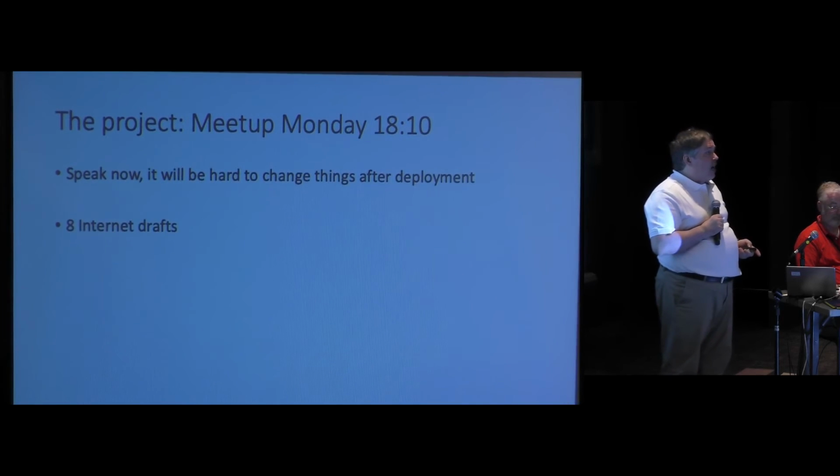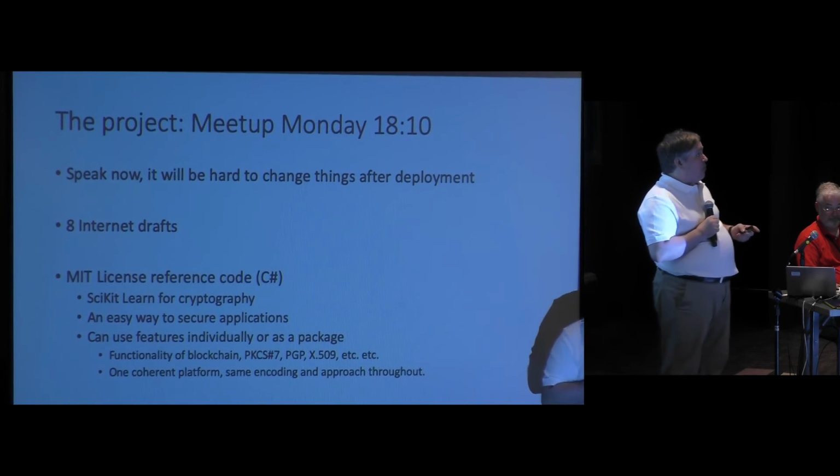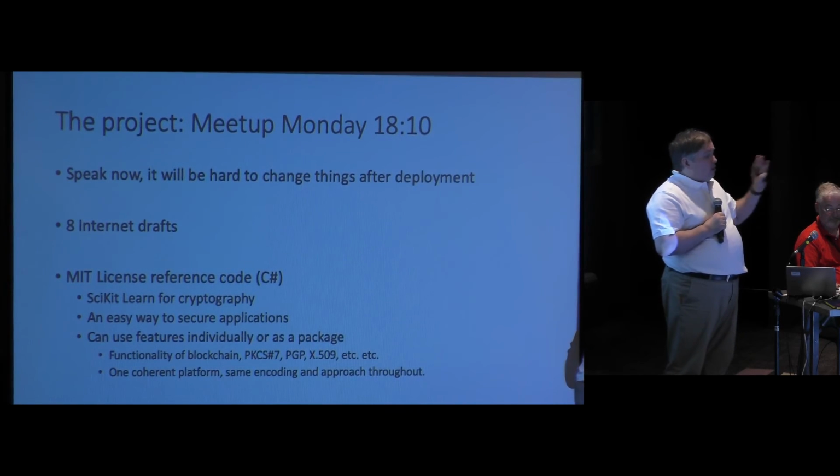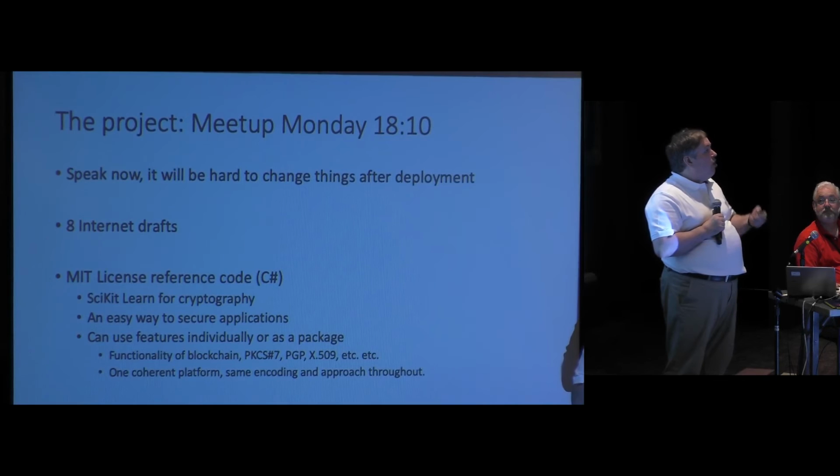There's a whole bunch of drafts, and the drafts are based on running code that comes from the reference library. It's all MIT license, all C#, all that good stuff. And the objective here is to provide people with something like a scikit-learn for cryptography.